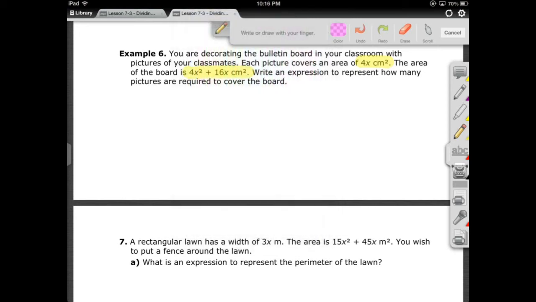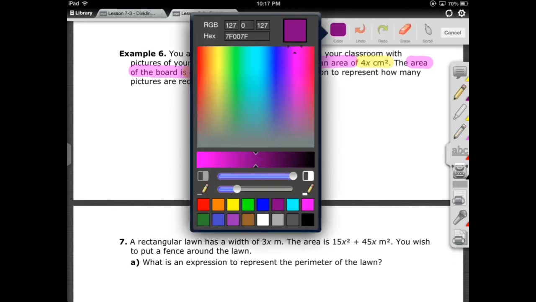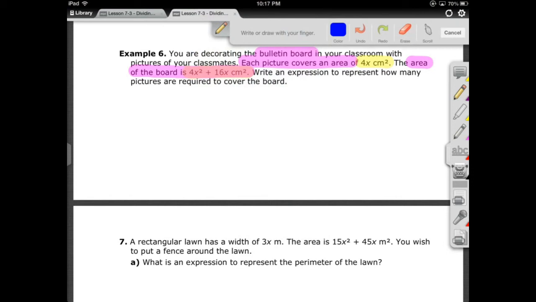So what's the remainder? You're decorating a bulletin board. Okay, so that'll be a rectangular surface. Kind of sounds familiar. And each picture of the bulletin board covers that much right there. Okay, once I have this amount of information, I'm finding out that the area of the board is this, and each little picture is a tiny chunk of it, is a factor of it. So what I need to do, pop out to a blue color here, is to draw that bulletin board and get an idea of what it is that we're talking about.